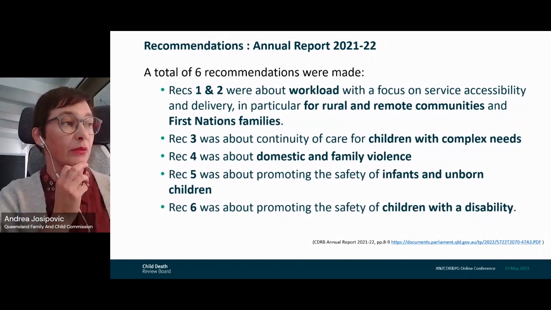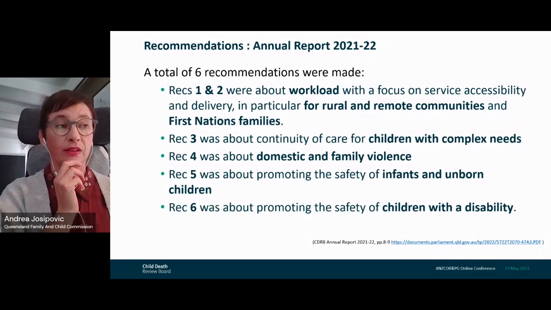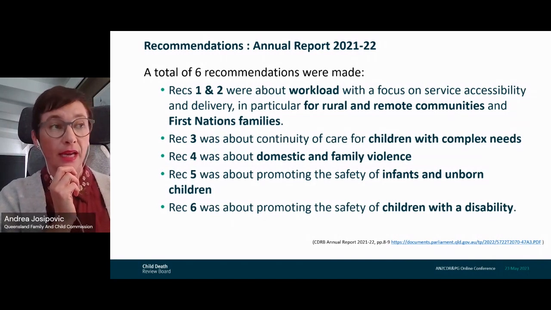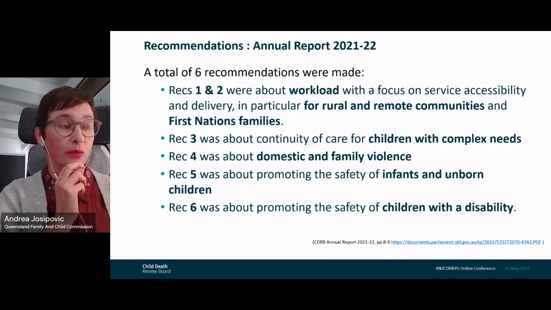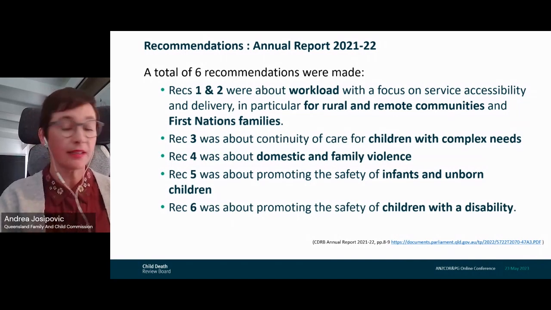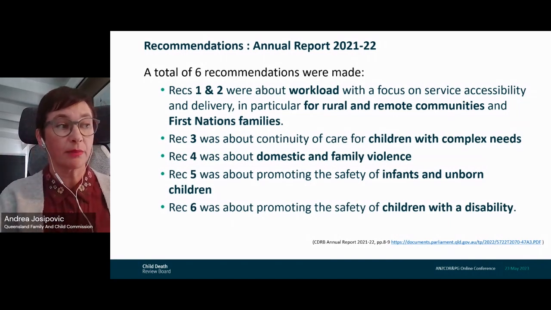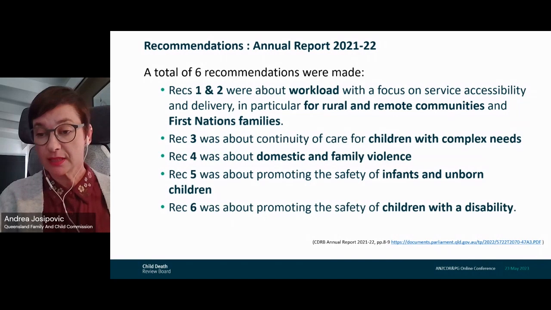Recommendation 5 was about promoting the safety of infants and unborn children, in relation to preventable death, but also looking at sudden unexpected death in infants and what can be done to promote safety in that space, in terms of collaboration between agencies and so on. And recommendation 6 was about promoting the safety of children with a disability.